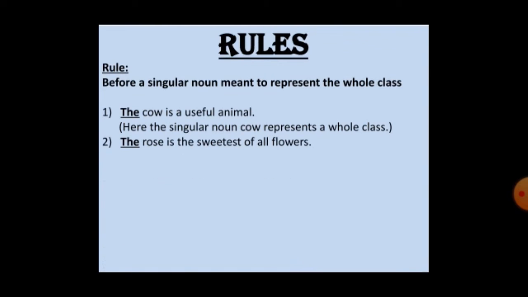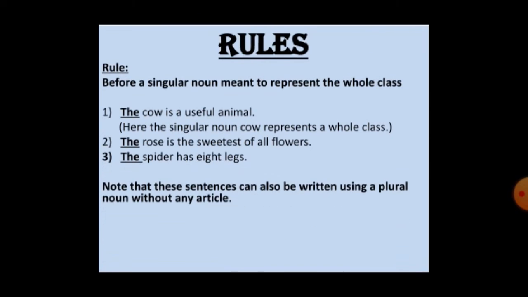The rose is the sweetest of all flowers. It doesn't mean that just one flower or one rose. It shows the whole class of rose flowers. And the last one, the spider has 8 legs. It doesn't mean that only a few spiders. It shows what? The whole class.